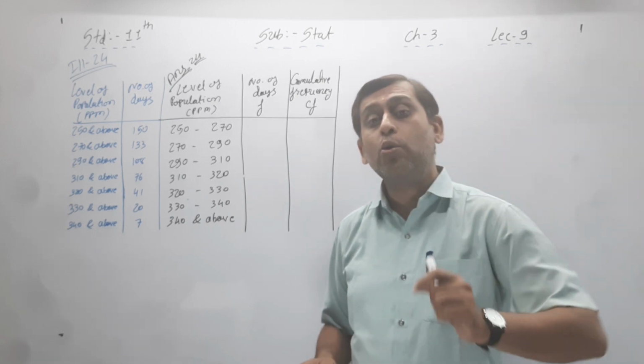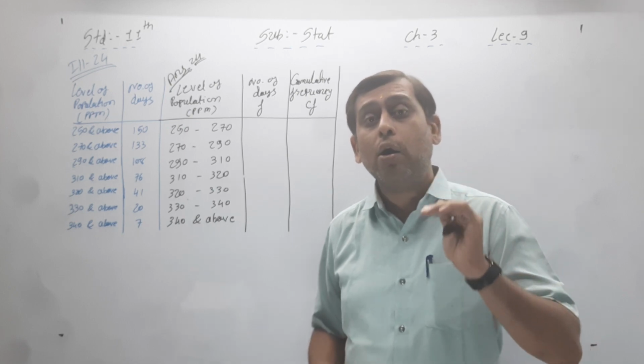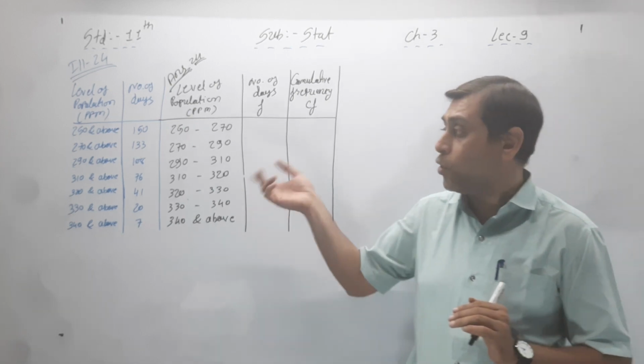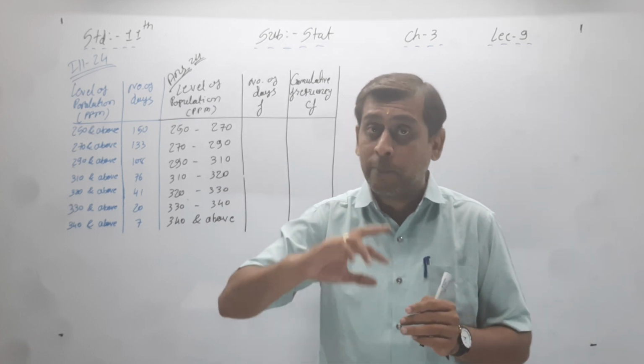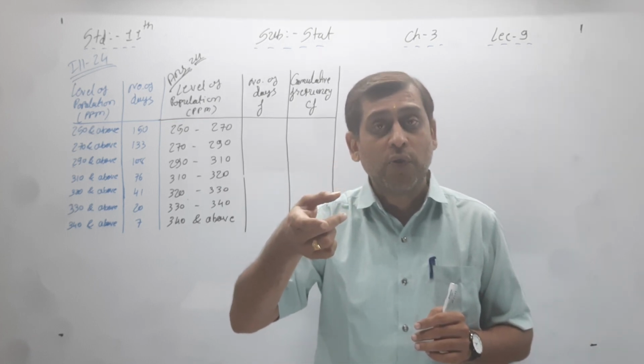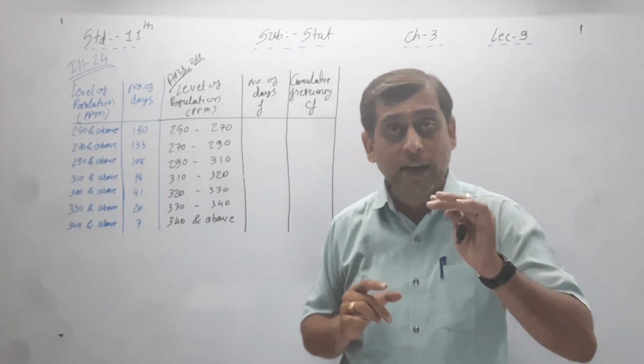Now, I told you that whenever below, up to or less than type of frequency is given, you have to find out the original frequency by subtracting second minus first, third minus second, fourth minus third, and so on.